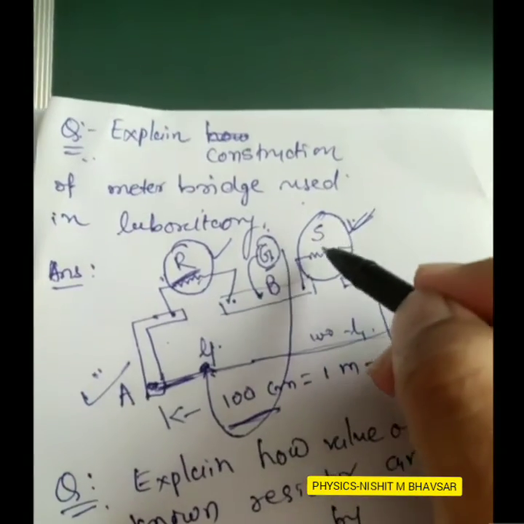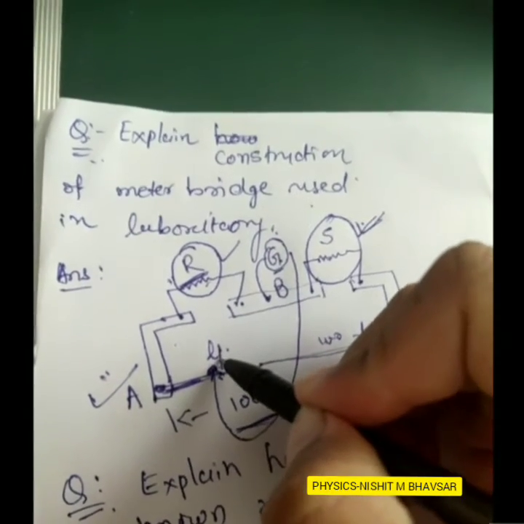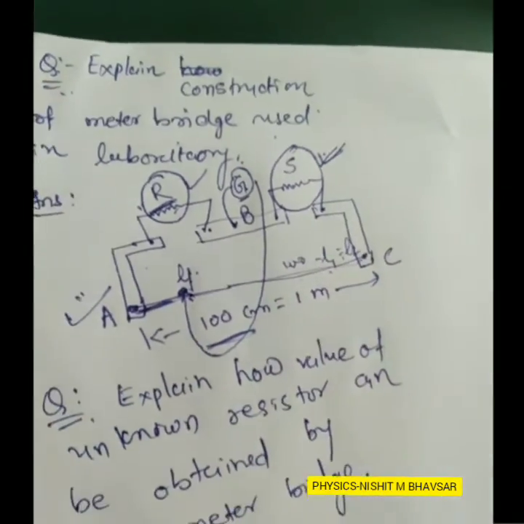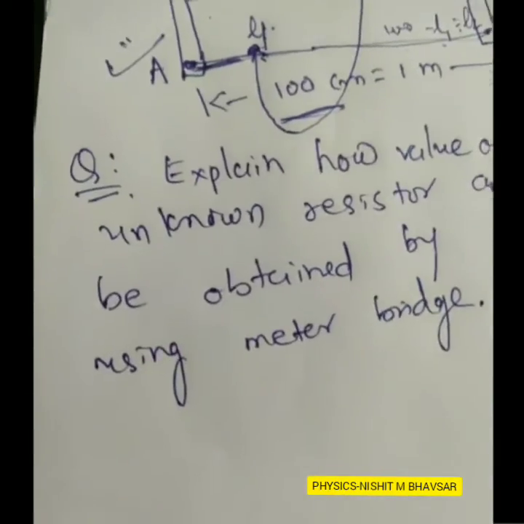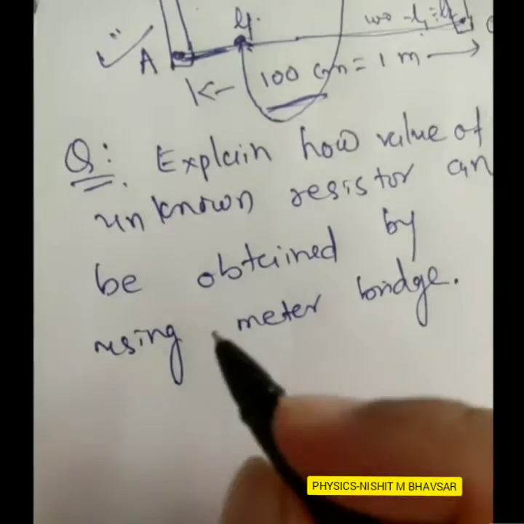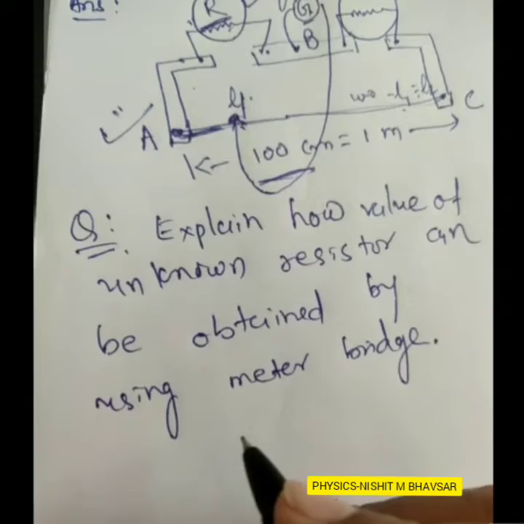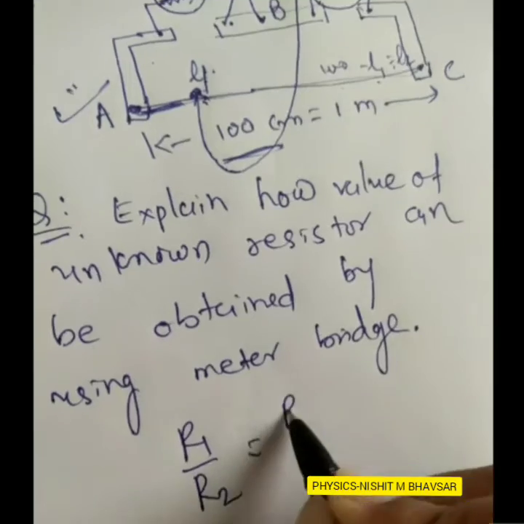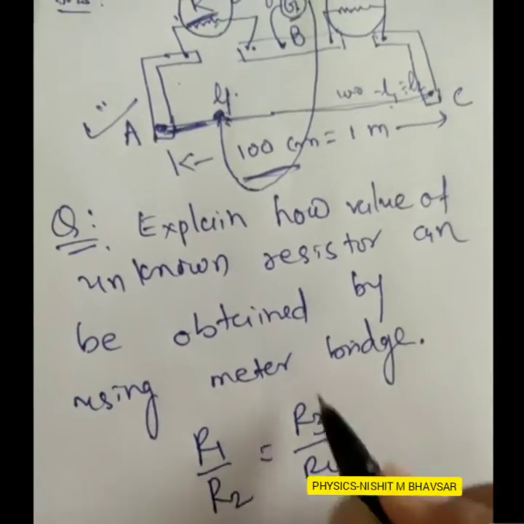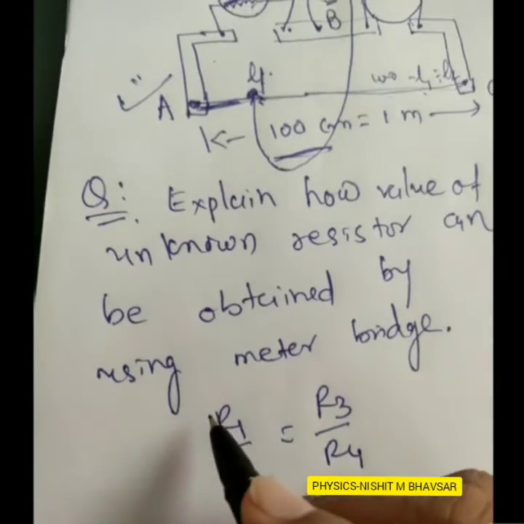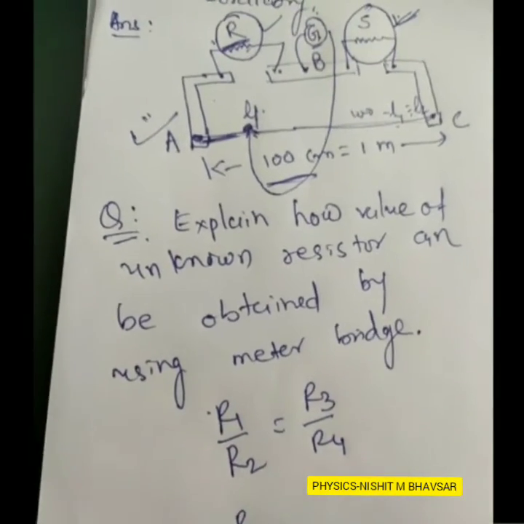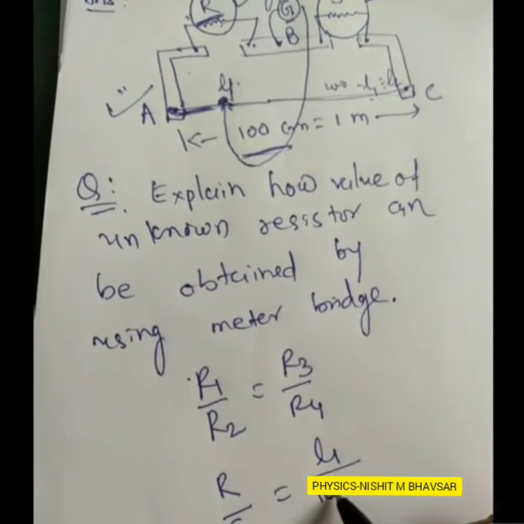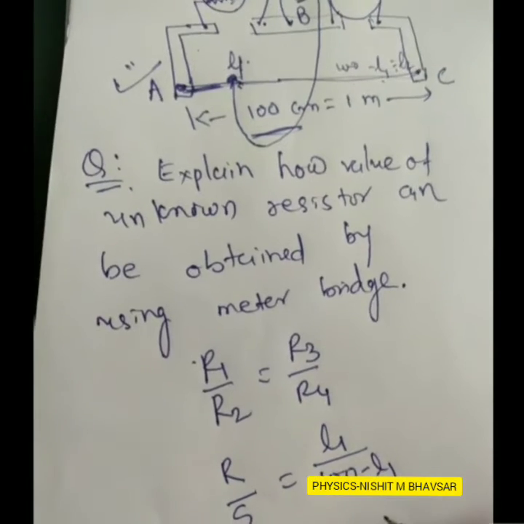First is R, another one is S, third one is L1, and fourth one is 100 minus L1, it is called L2. So we are using the Wheatstone bridge condition equation. R1 upon R2 is equal to R3 upon R4. We have 4 resistance over here. R1 means R, R2 means S, R3 means L1, and R4 means 100 minus L1.